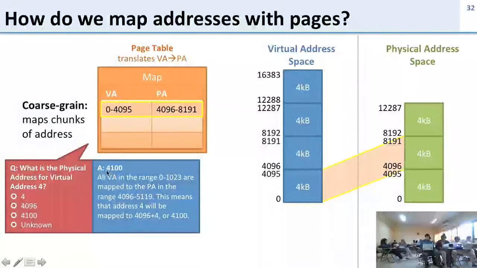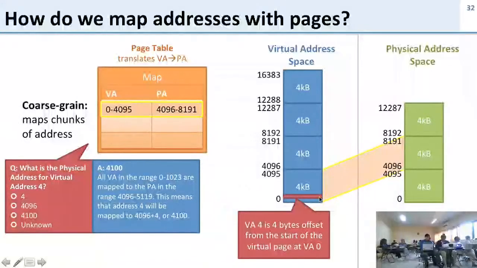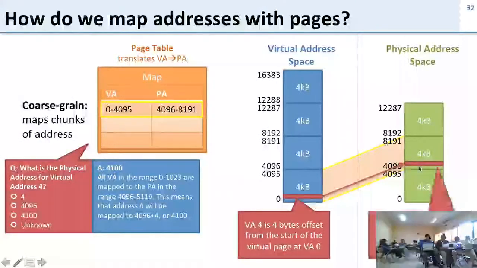Well, the answer is going to be 4100. So all of the virtual addresses in this range are going to be mapped into this physical page here. So address 4 over here is offset by 4 bytes from the start of this page. So we can figure out where this page maps. It maps over here. And then we know that this word is going to be offset by 4 bytes over here in this physical page. So it's going to be 4 bytes off from address 4096. So it's going to be address 4100.